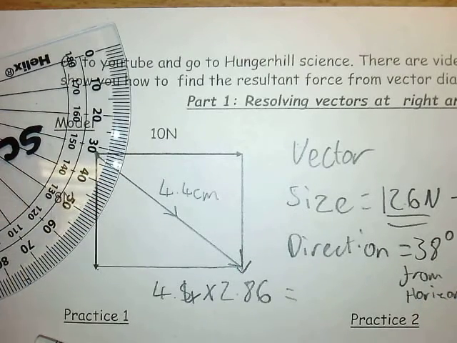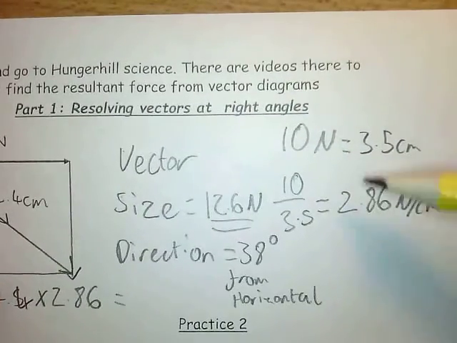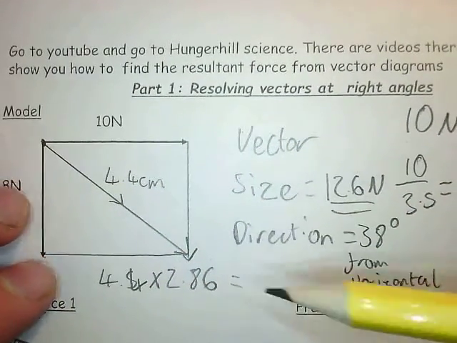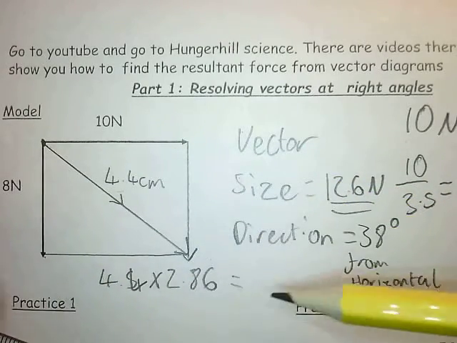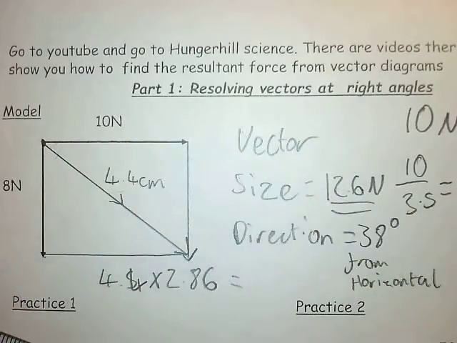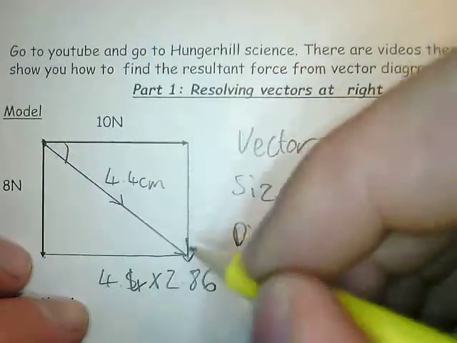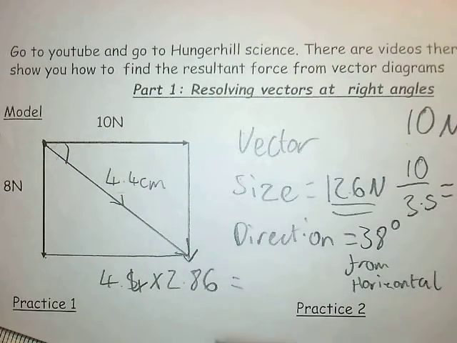Okay, so I've measured the size of the force by measuring the length of it. I've worked out my scale over here and then multiplied those together to work out how big the force is, and then the angle, I've just measured this angle here from the horizontal. Again, I could equally measure from the vertical instead to find the size of the angle.